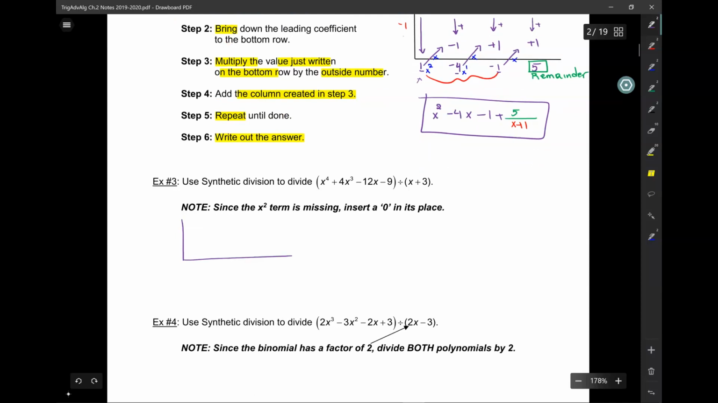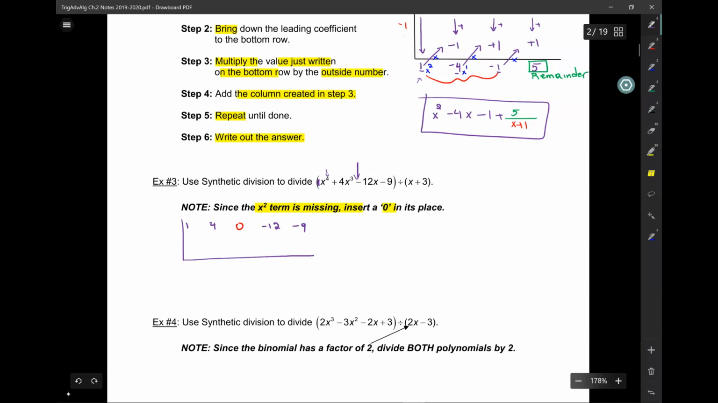We're going to look at all the exponents and see if they're in the right order and if all of them are present. Highest exponent is a 4. 3. Oh my God, I'm missing a 2. Okay, but then I have 4, 3, missing a 2, 1, 0. So since the 2, the x squared term is missing, we have to insert a 0 in its place. So here's how that's going to work. The first coefficient is a 1. That goes here. Then I have a 4. Then the x squared is missing. I put a 0. Then -12. Then -9.